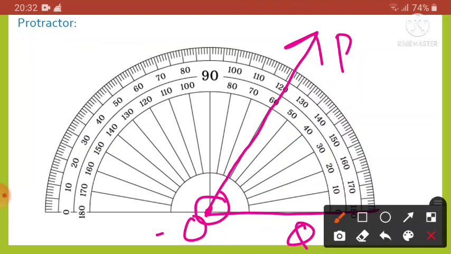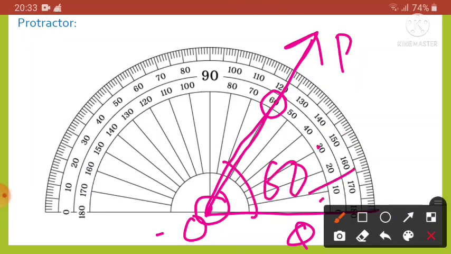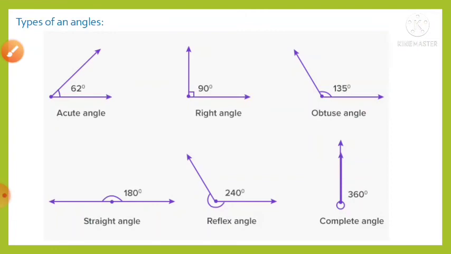So count the measure of the angle indicated on the protractor. Here you can see that this line is going through the inner scale, that is 60. So the angle is 60. Now we will be learning about the types of angles.